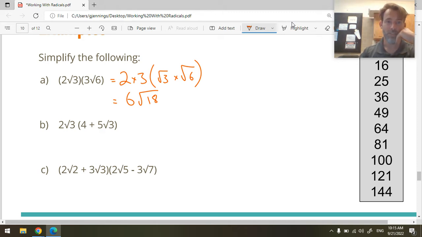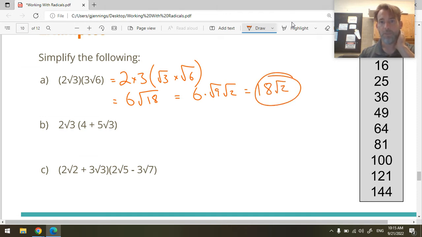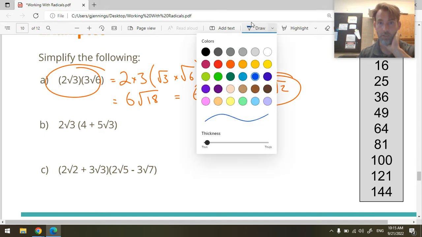But we just saw that the square root of 18 contains a square, contains 9. So I'm going to work horizontally, forgive me. This is going to be 6 multiplied by the square root of 9 multiplied by the square root of 2. This is equal to 6 times root 9, which is 18 root 2. So this expression is equal to 18 root 2. Okay, they're equivalent.